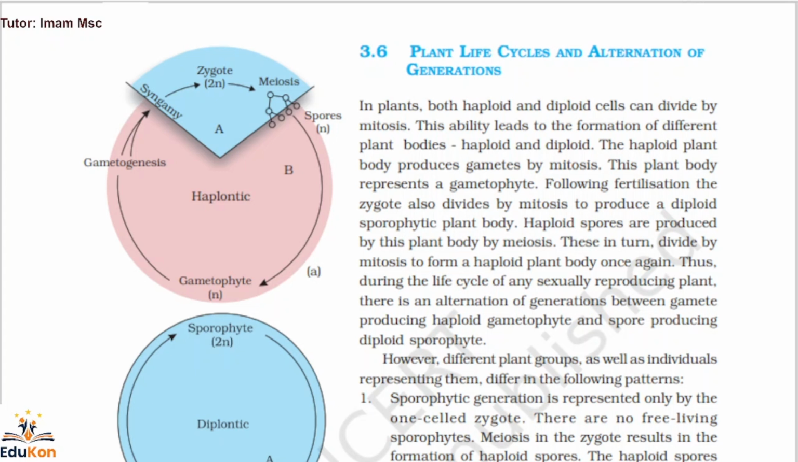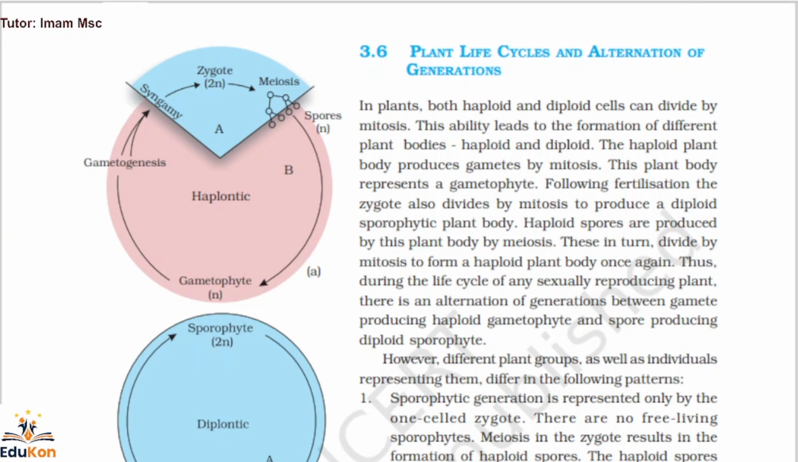Haploid spores are produced by this plant body by meiosis. These in turn divide by mitosis to form a haploid plant body once again. Thus, during the life cycle of any sexually reproducing plant, there is an alternation of generations between the gamete producing haploid gametophyte and the spore producing diploid sporophyte.